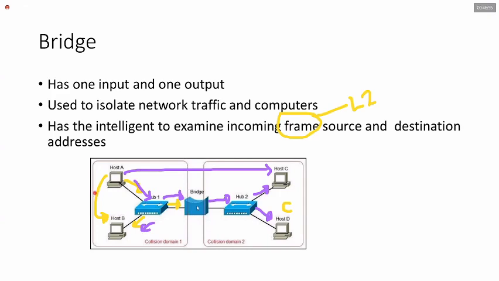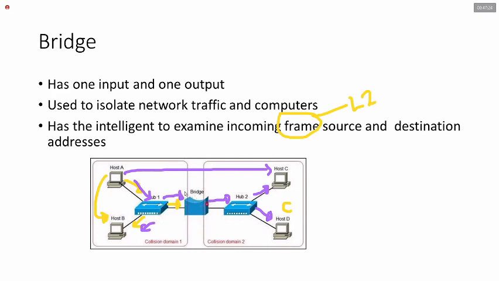If this bridge was not here, even the messages going from A to B will go to C and D, right? So this yellow color message also will go to C and D if this bridge was not here. Now when the bridge is there, it is actually breaking this hub network into two parts. So only if something has to go from this side to this side, it will go. Otherwise it will not go.